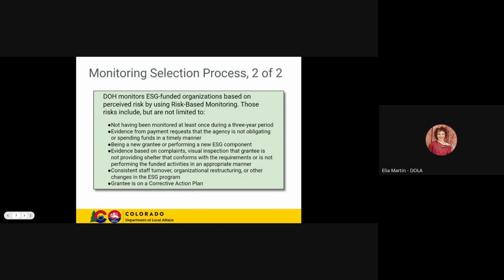DOH will complete a risk analysis as part of the onboarding and also during the grant closeout process for each ESG grant agreement or grant cycle.